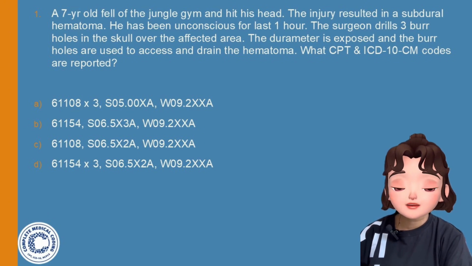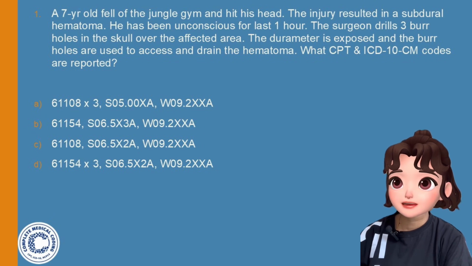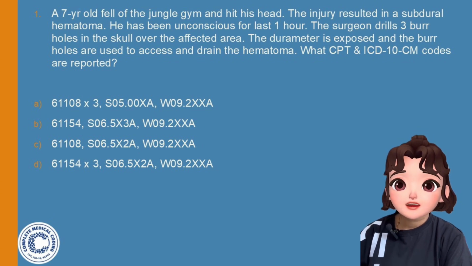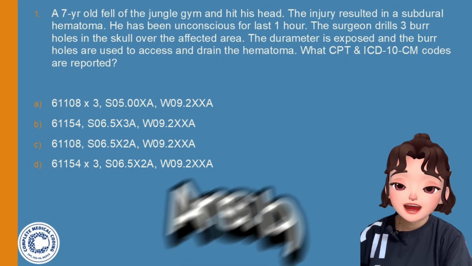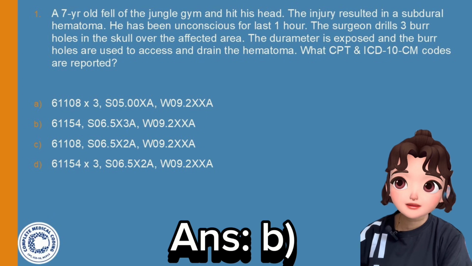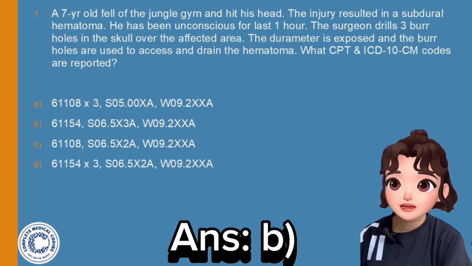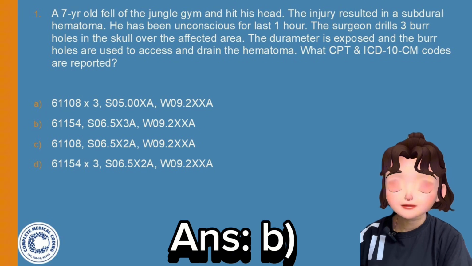And what is the W code? W09.2XXA. How it happened? Fall on and from jungle gym, initial encounter. So that is W09.2XXA. So we already got the answer as option B. The CPT code is 61154 along with the S code and W code as the ICD codes.